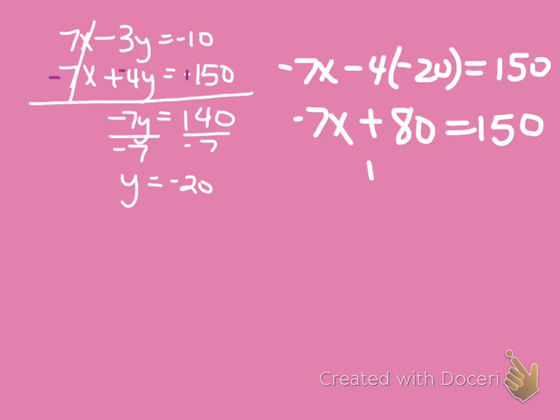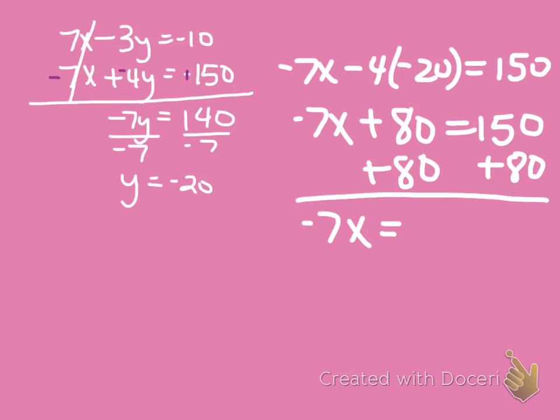And then add 80 to 150, which is going to be 230? Really? Let's go back just a second. We're going to come back. This should have been a subtract 80, not add 80. All right, subtract 80 from both sides.